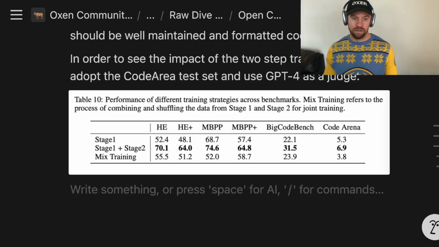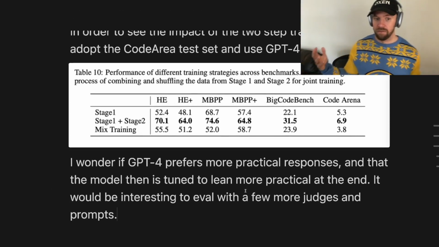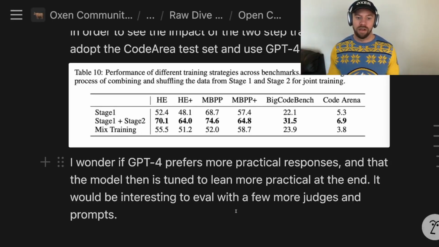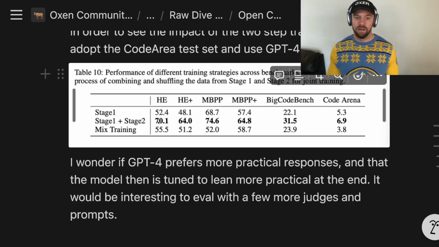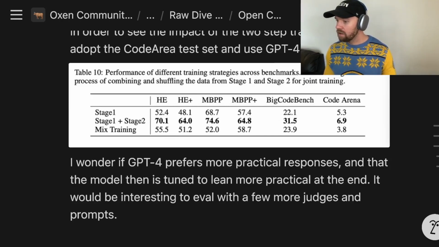The other thing is these numbers were computed based off of GPT-4o as a judge. So it might be the fact that GPT-4o also prefers the more practical examples. And I think it would be interesting to do a similar test with a couple other models as a judge to see if this actually held up or not.